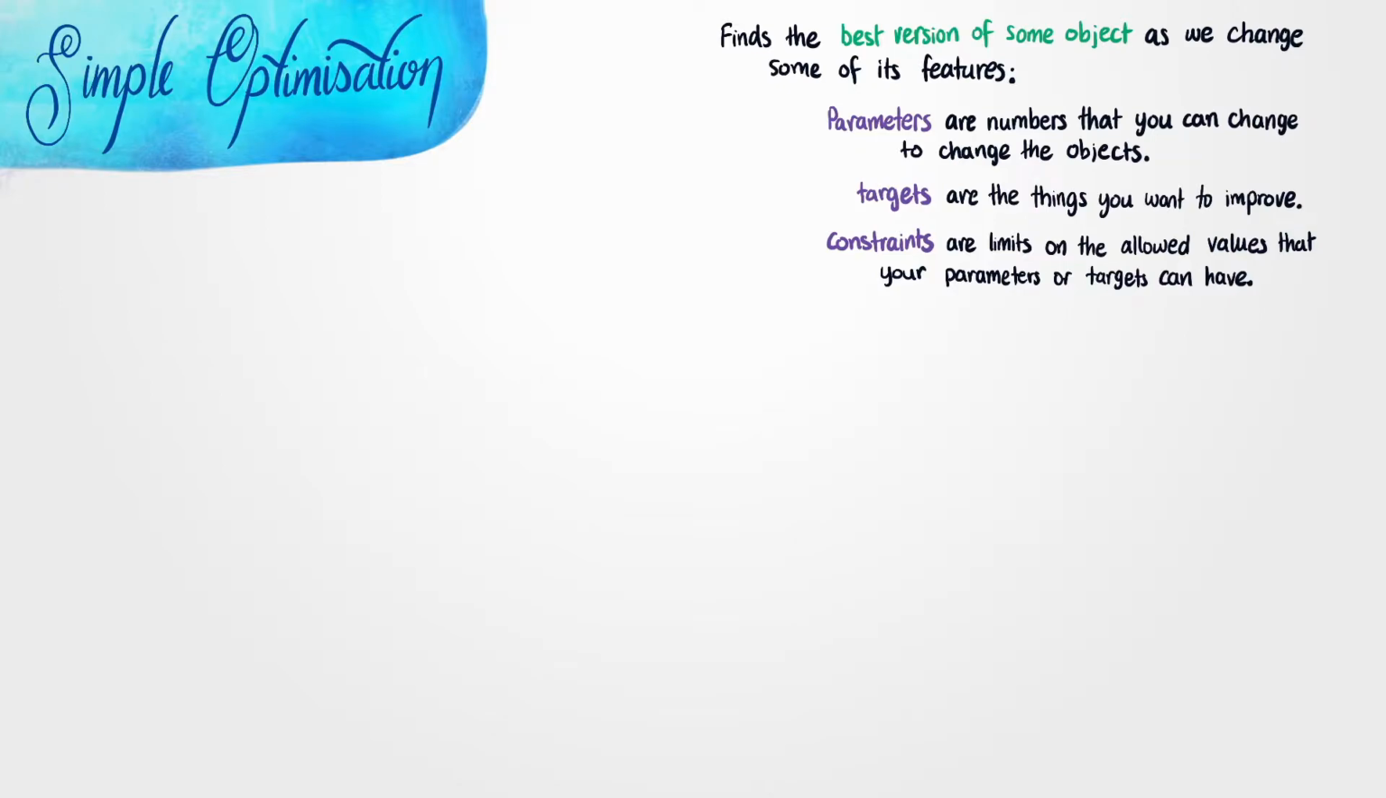And finally, we have our constraints, which are just basically limits on the values that your parameters and targets are allowed to take. Okay, so I'm using words like objects, numbers, and things. Those are really general words because optimization is a really general technique. It turns out that we can use it to do so many things that you probably can't even imagine them yet. Basically anything in the world that you can write down as a function can probably be optimized in some way. So let me give you some examples to start us off.